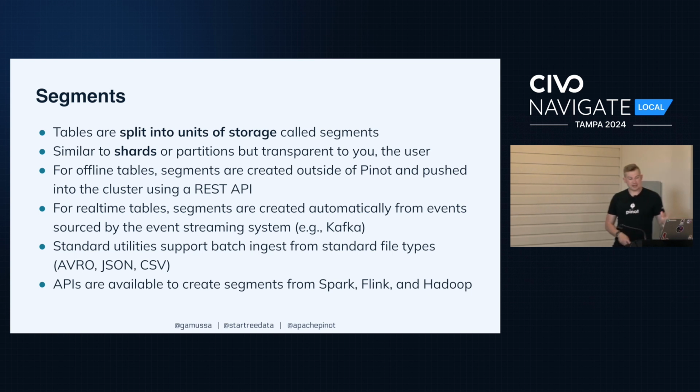As I mentioned, offline table segments are created outside of Pinot and pushed to the cluster, and made available for queries by calling the REST API. Real-time tables are created automatically from events. We have different utilities that support loading existing files. It's CSV files, JSON files, Avro, Parquet, all sorts of data formats are supported.